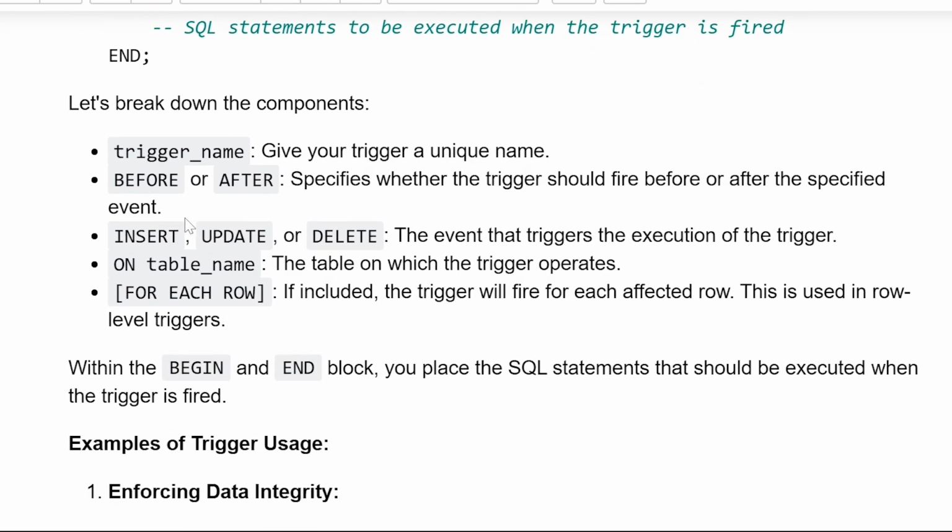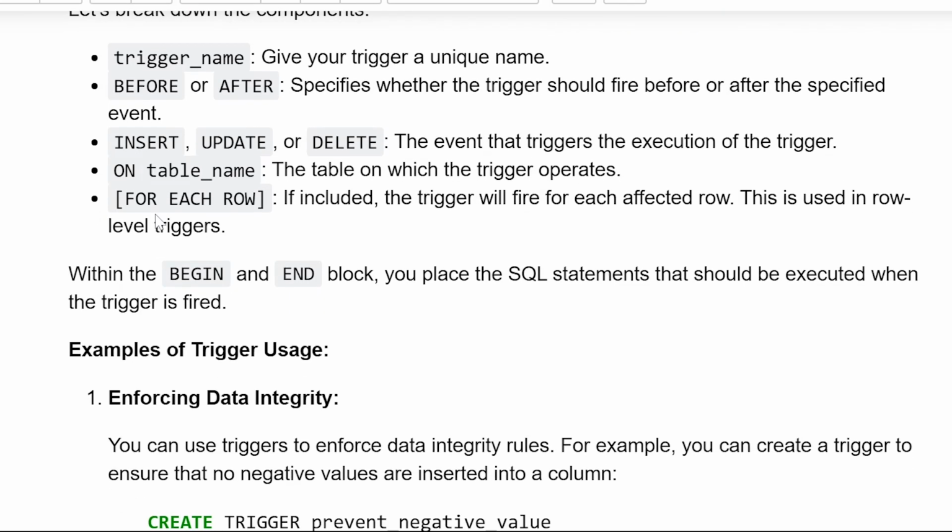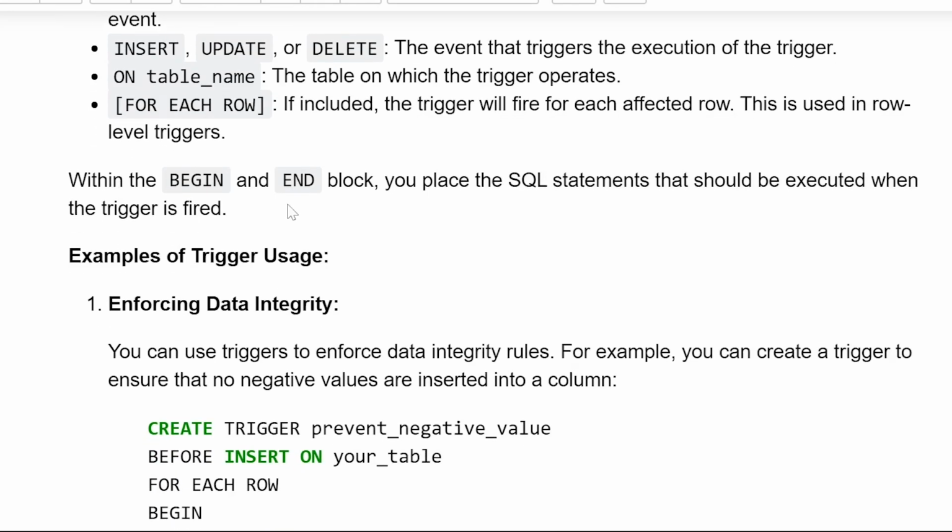END. Let's break down the components. Trigger name: give the trigger a unique name. BEFORE or AFTER specifies whether the trigger should be fired before or after the specified event. INSERT, UPDATE, or DELETE: the event that triggers the execution of the trigger. ON table: the table on which the trigger operates. FOR EACH ROW, if included, the trigger will fire for each affected row. This is used in a row-level trigger. Within the BEGIN and END block, you place the SQL statements that should be executed when the trigger is fired.